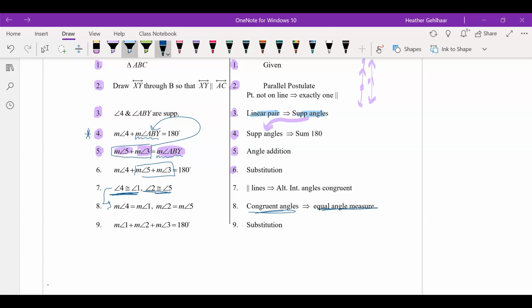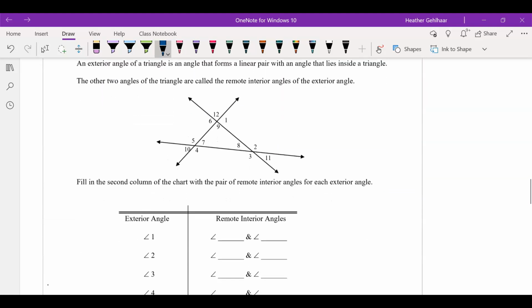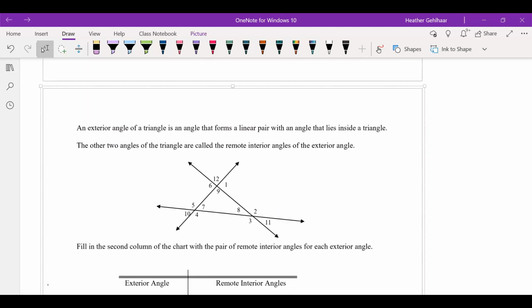And then next is substitution. So the substitution here, we have this lovely equation here. We know that angle 4 equals angle 1. We know angle 5 equals angle 2. So wherever we have a 4, we're going to plug in the 1. And when we have the 5, we're going to plug in the 2. And that's where we get our final step to say that the measure of angle 1 plus the measure of angle 2 equals 180.